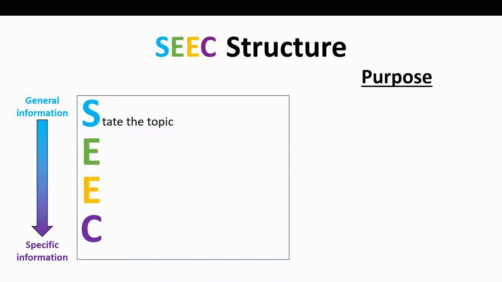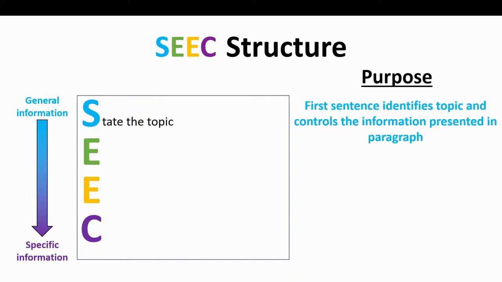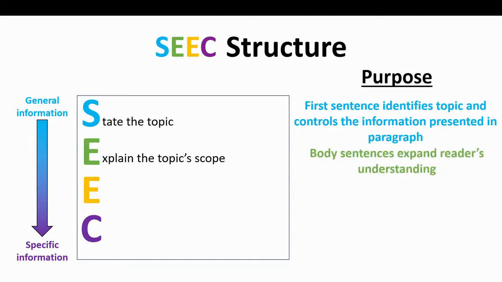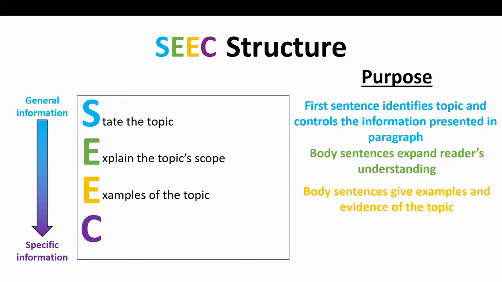The purpose of doing this is that the first sentence of every paragraph identifies the topic and controls the information that is going to be presented in this paragraph. Next, we want to be able to explain the topic's scope within the paragraph. The body sentences are useful to expand the reader's understanding. We also want to provide examples of the topic within the paragraph. Body sentences give examples and provide factual evidence related to the topic.